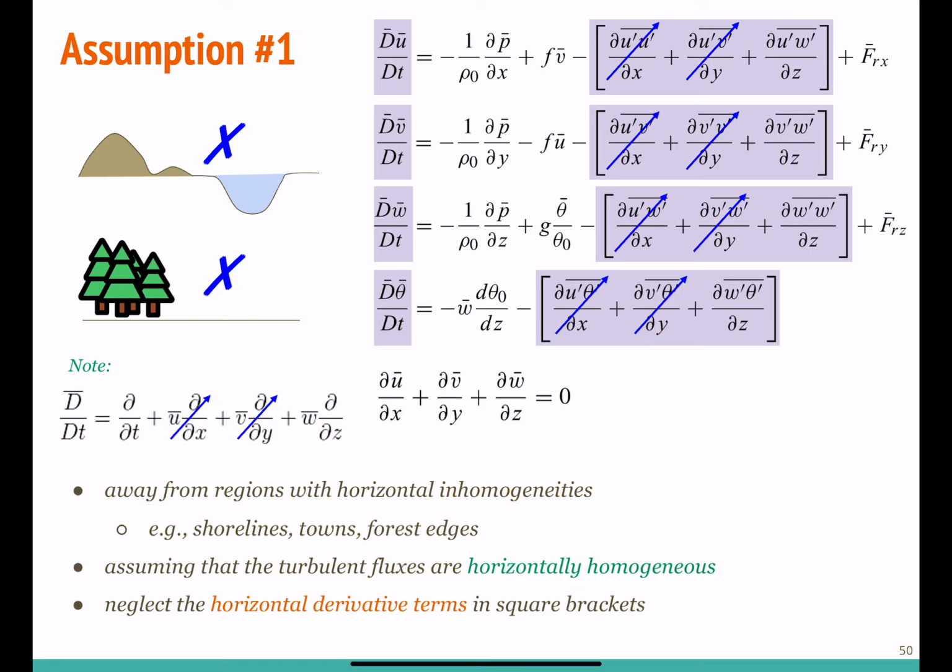Okay, the first assumption is that we are always away from the regions with horizontal inhomogeneities, which means that we don't want horizontal variation in the area that we're studying. We don't want to be next to the forest, or mountains or lakes or anything. No horizontal variation. So that's why we can cross out the horizontal variation terms. We only leave the vertical change in here. We also cross out the advection terms by the horizontal wind.